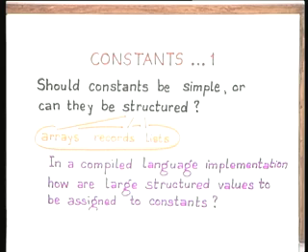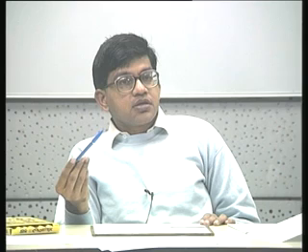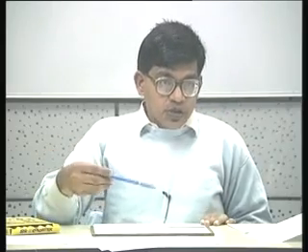So, assuming that you are going to have constants, the first question really is, are these constants going to be given values at compile time, that is translation time, or at runtime? Now, based on that, if you have large structured constants, how are you going to assign values? Supposing you decide to do a compile time assignment of values to the constants, then how are you going to do it for large constants?